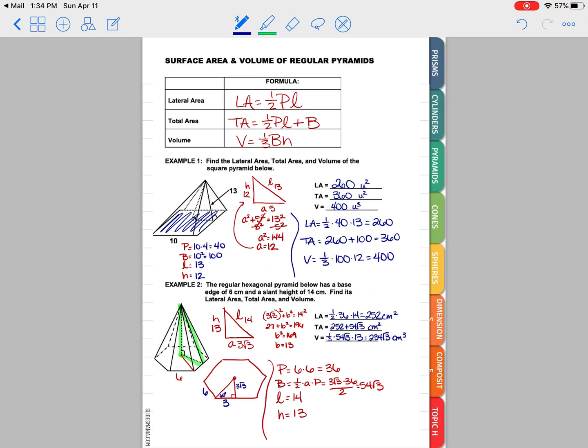So again, with these formulas, my biggest piece of advice is find your variables first, and then your formulas are super easy. But if you just start going to the formulas, it's going to be tough to have to find all those missing pieces one at a time.